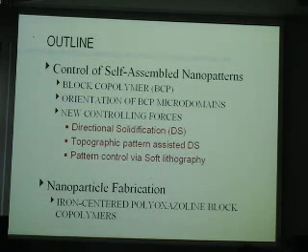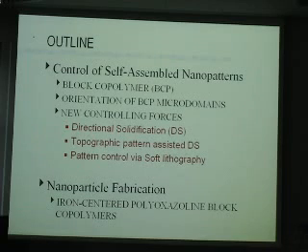This is the outline of my talk today. Basically, I just divided my talk in two parts. The first one is control of self-assembled nanopatterns. And the second part is I will introduce a new way to fabricate nanoparticles using block polymer template.